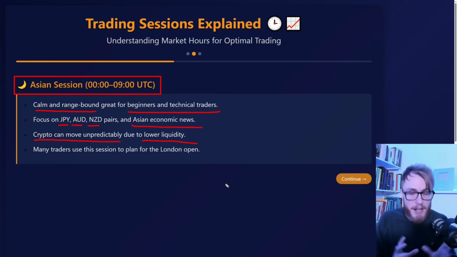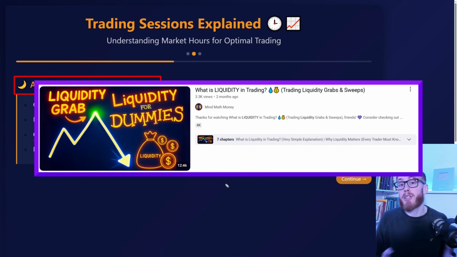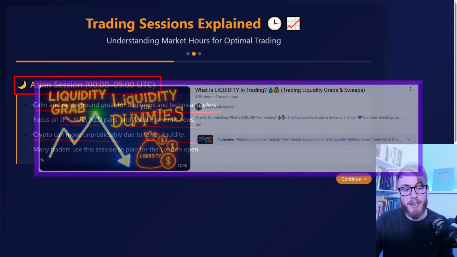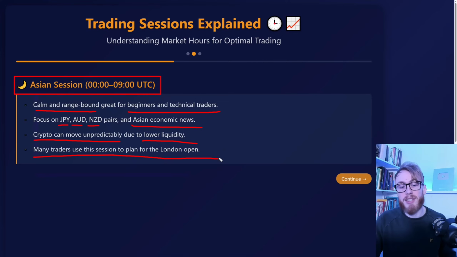Liquidity is a very, very important concept to understand, and luckily I do have a video about that, and I will make sure to link my liquidity video both up in the video card and the description. I highly, highly recommend that you check that one out. Last but not least, many traders use this session to basically plan for the next session, the London Open.